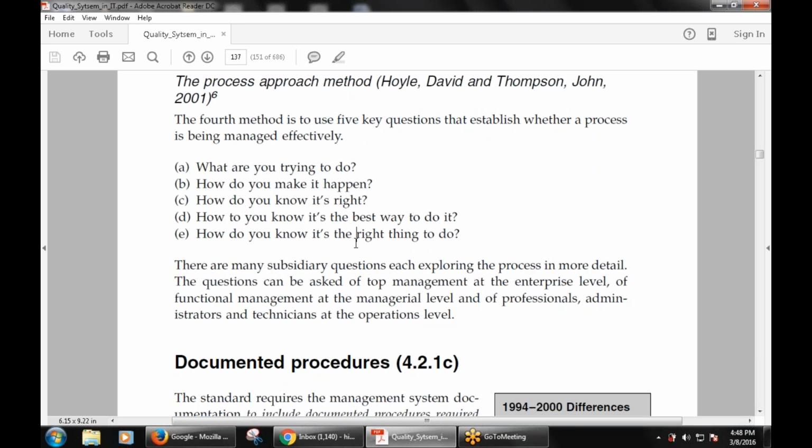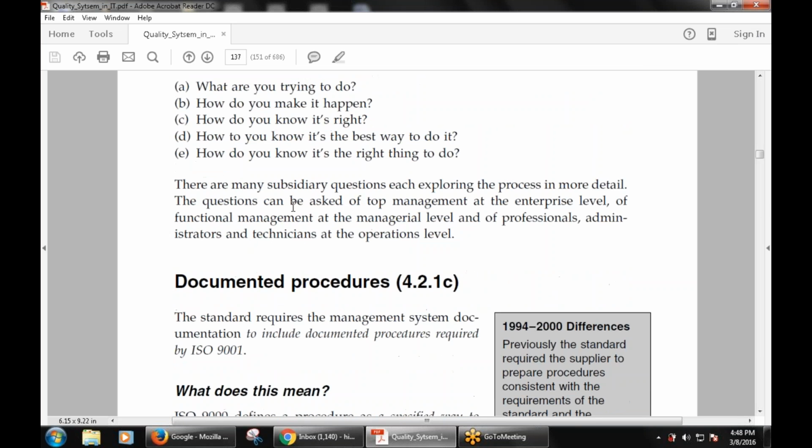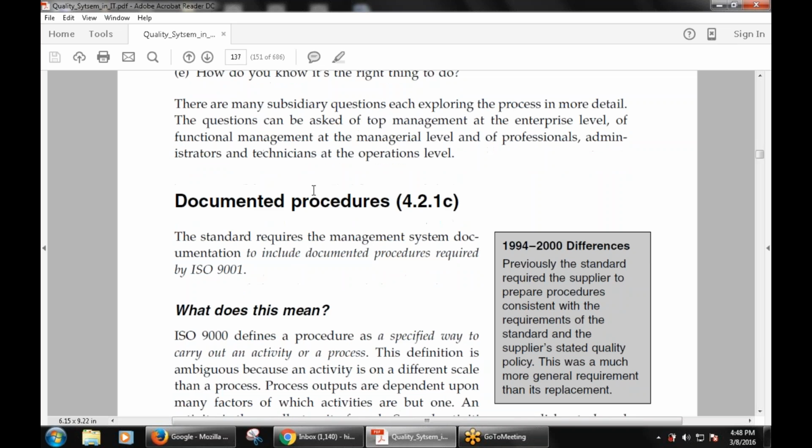You can identify the various process approach methods that will be discussed, to answer the 5 key questions that will be applicable to manage the process, or to identify whether the process is managed effectively or not. Then the next part, that is today's topic, is the documented procedure.